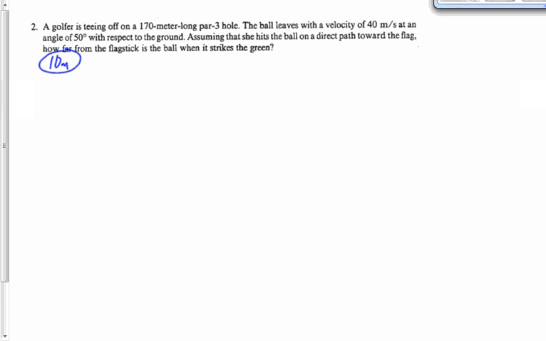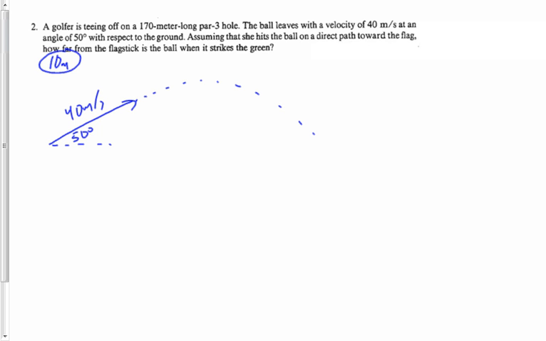So the first thing that we want to do here is draw this out. We have this golf ball that's launched at an angle of 50 degrees with respect to the ground at a velocity of 40 meters per second. We know that the ball is going to go up like this, come back down like this. What's the shape of that path called? Yep, Sam? It's called a parabola, right?